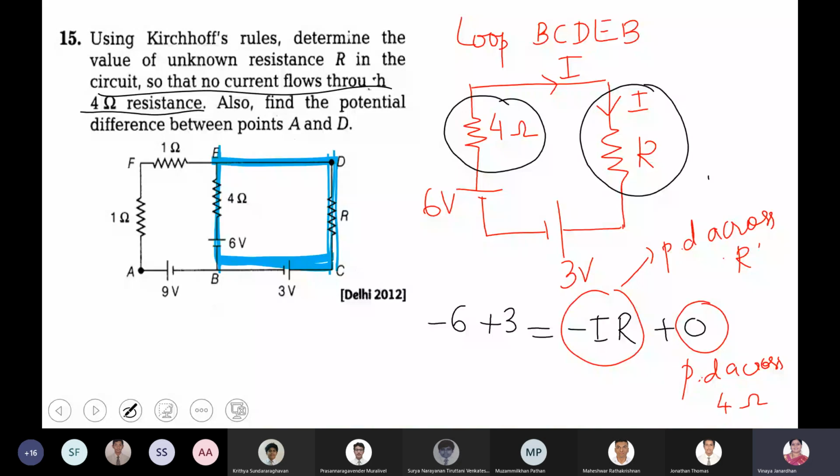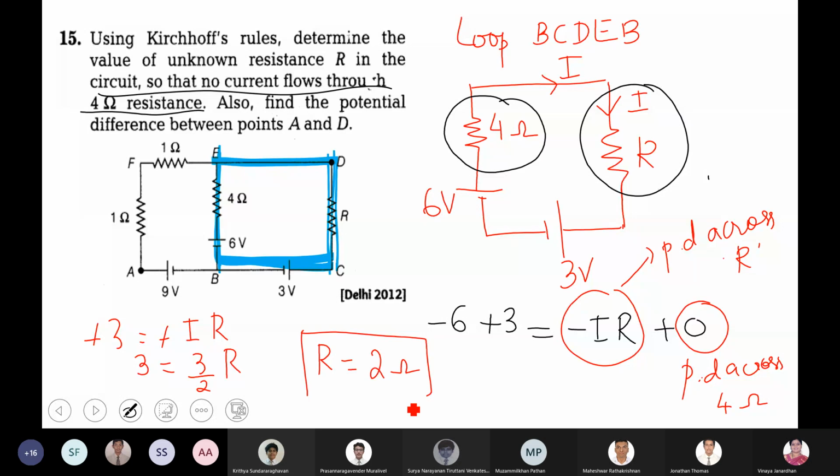Now what is your value? Minus 3 is equal to minus I into R. So 3 is equal to, what is the value of I? 2, correct? So what is the value of R now? Is it not 2 ohms? It is. Yes, ma'am. Okay.